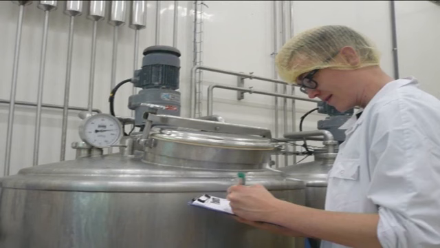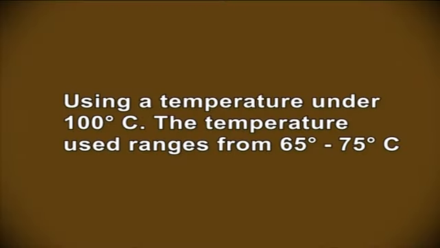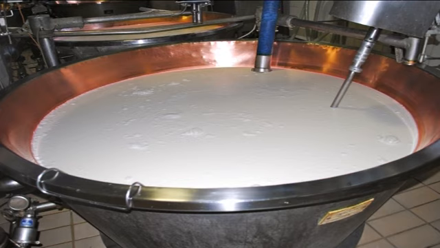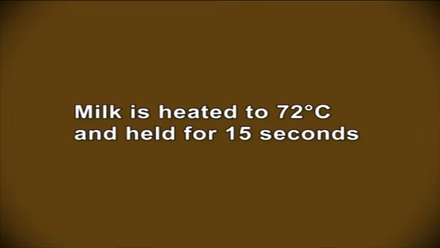Pasteurization, that is, temperature below 100 degrees Celsius. Pasteurization is a heat treatment that kills part of the microorganisms present in the food using a temperature under 100 degrees Celsius. The temperature range is normally from 65 to 75 degrees Celsius. There are 2 ways of pasteurization: HTST, that is, high temperature short time pasteurization. Food product is heated at high temperature for a short time. For example, milk is heated to 72 degrees Celsius and held for 15 seconds.